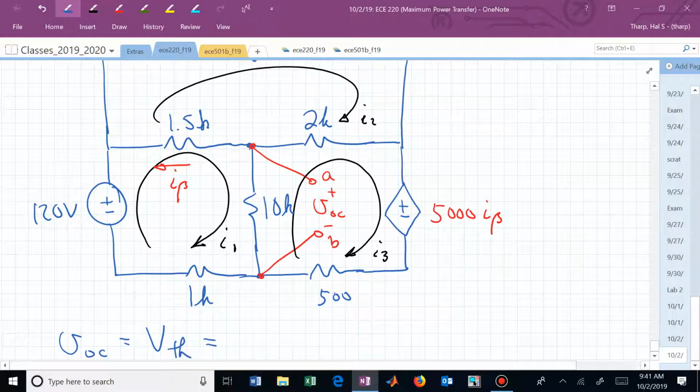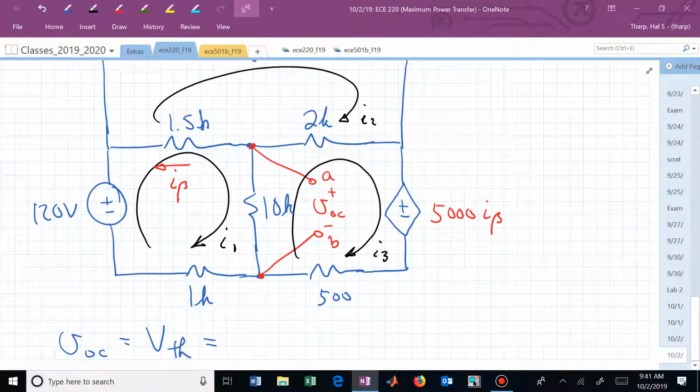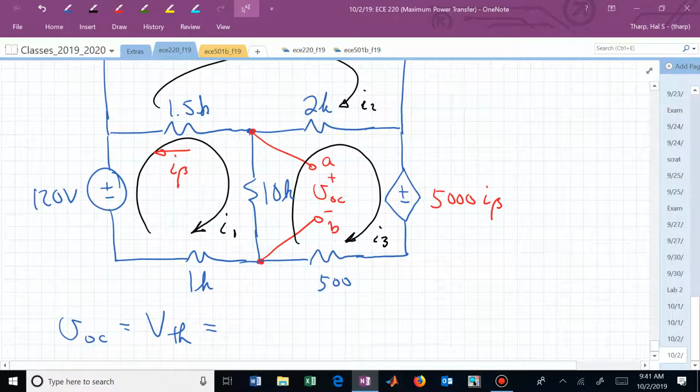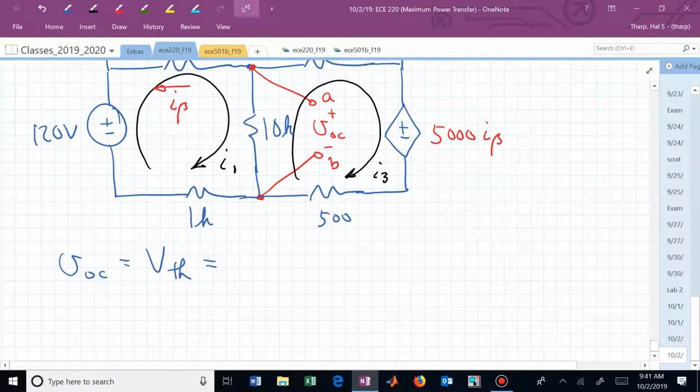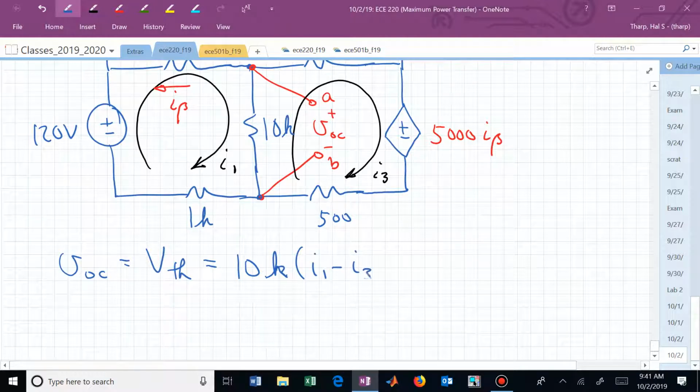VThevenin. But what's VThevenin in terms of mesh currents? I need that to be positive from top to bottom, so I need my net current going down from the top to the bottom, and the current going down through that 10K ohm resistor is a combination algebraically of I1 and I3. It's I1 minus I3 is the net going down, whatever those end up being. VOC is then 10K times I1 minus I3.